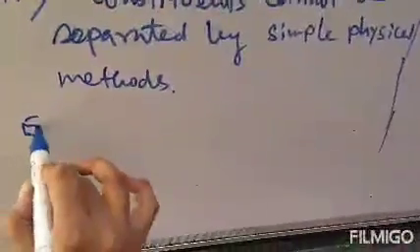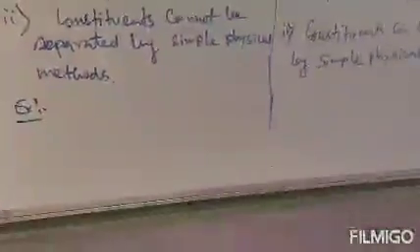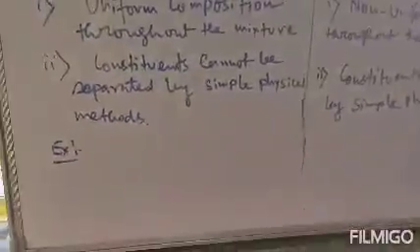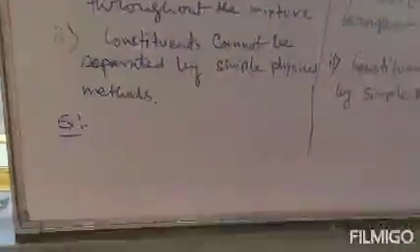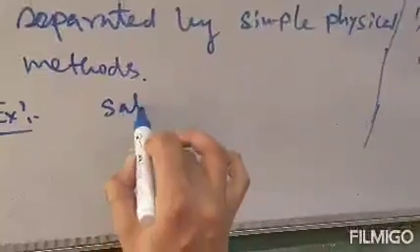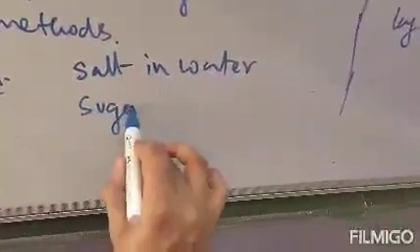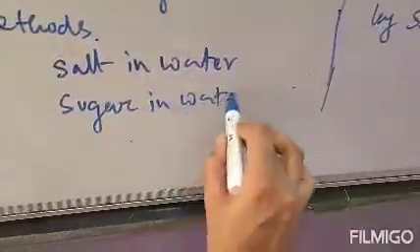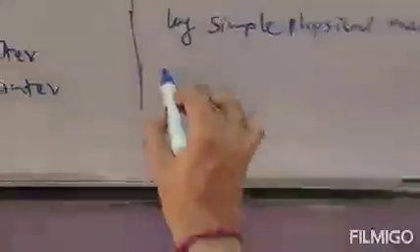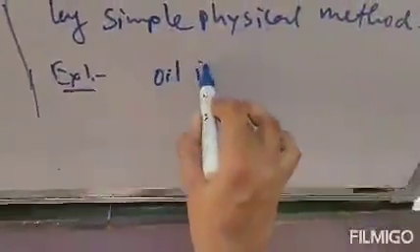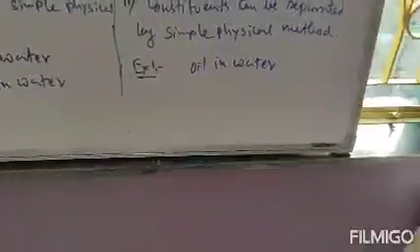Next, we will give an example of a homogeneous mixture. Homogeneous mixture means salt in water, that is salt solution, sugar in water, that is sugar solution. All these are homogeneous mixtures. So we can write salt in water, sugar in water. These two are homogeneous mixtures. And in case of a heterogeneous mixture, what is the example? For example, oil in water. This is a heterogeneous mixture because these two never mix with each other.